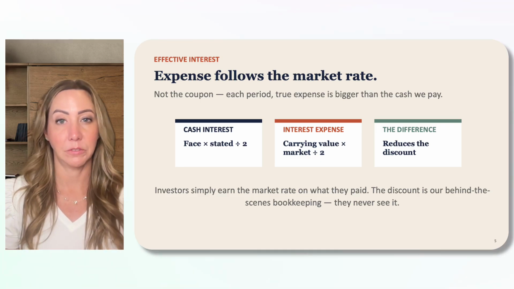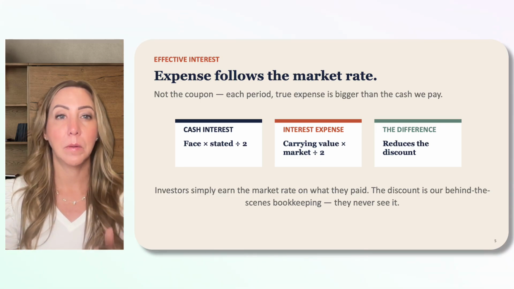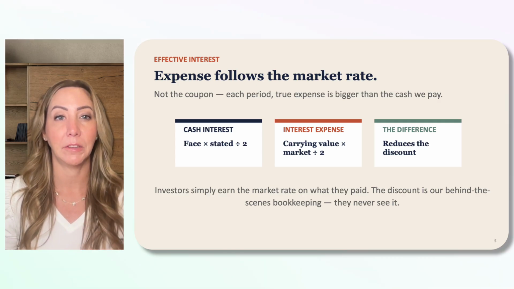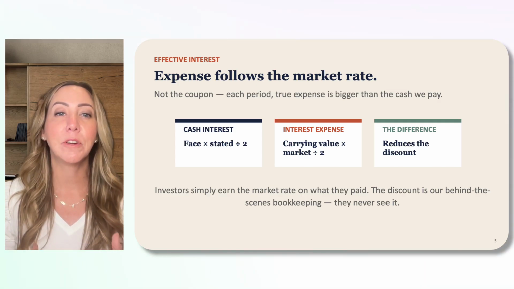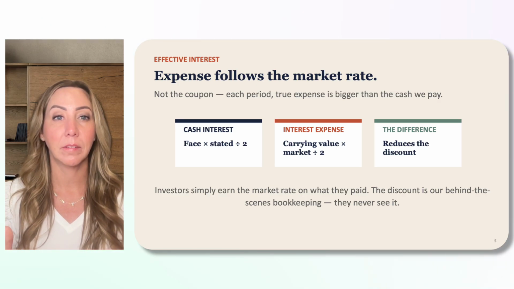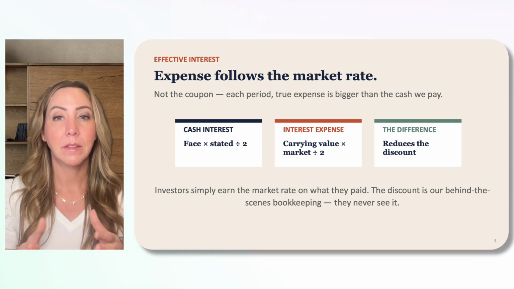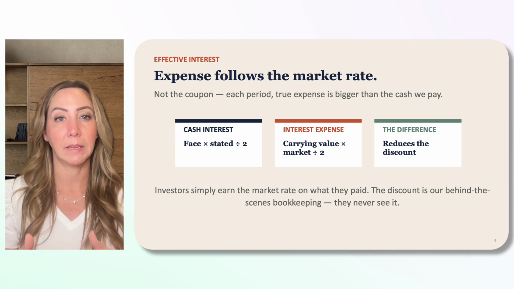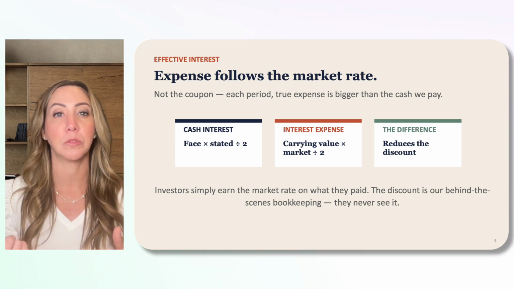The cash interest we pay is based on the stated rate, but the true interest expense is based on the market rate and applied to the carrying value, which is higher. That means every period our interest expense is bigger than the cash we actually paid out. The difference between them is the extra interest, and that difference reduces the discount. It gets added to the carrying value, nudging it up toward face.